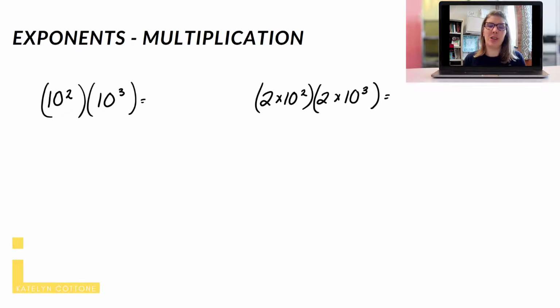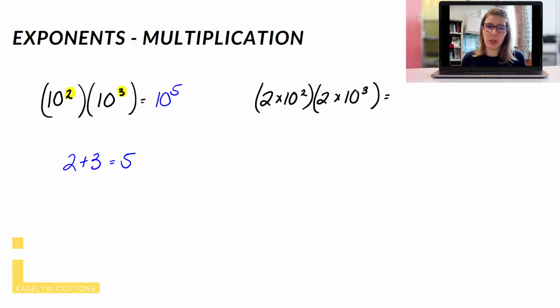First, let's start with multiplication. When we multiply two things that have exponents, what we do is we focus in on those exponents and we add the exponents. So if we're taking 10 to the second multiplied by 10 to the third, we focus in on those exponents of 2 and 3 and we add them. So 2 and 3 is 5. So our final answer here is going to be 10 to the 5th power.